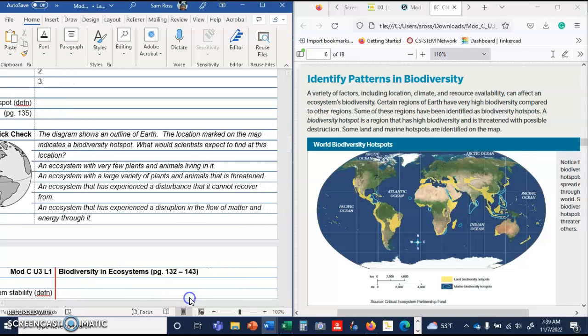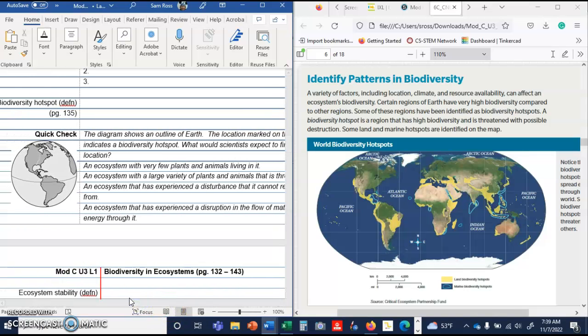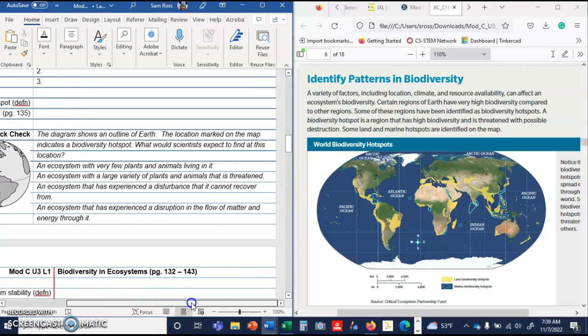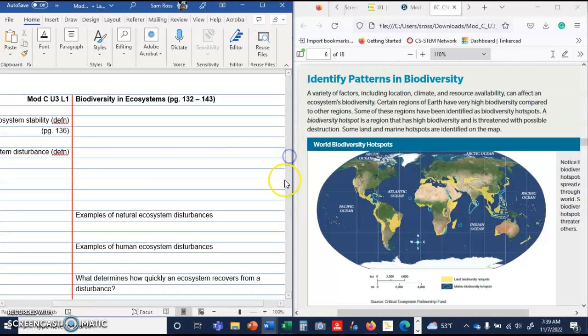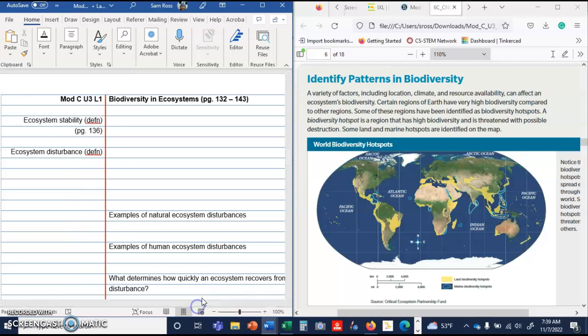Let's go ahead and take a look at this quick check. The diagram shows an outline of Earth. The location marked on the map indicates the biodiversity hotspot. So the location is right there. What would scientists expect to find in this location? So they would expect this, an ecosystem with a large variety of plants and animals that is threatened, per the definition of biodiversity hotspot.